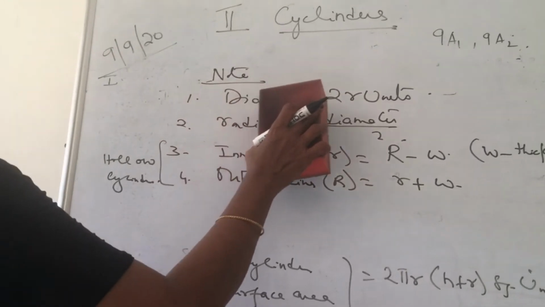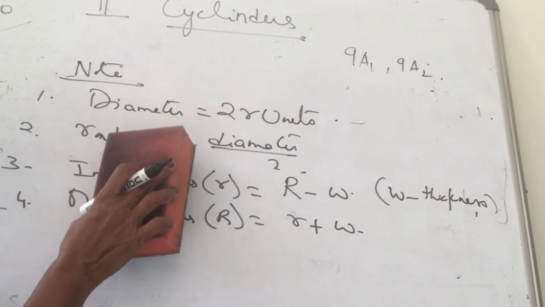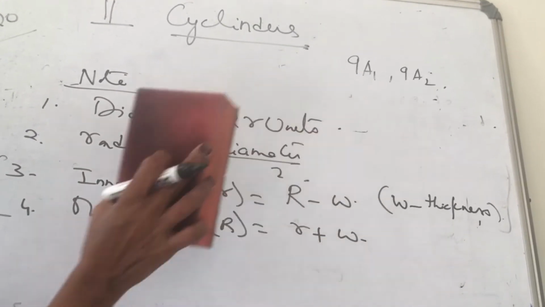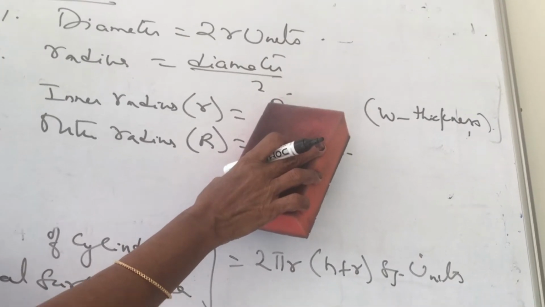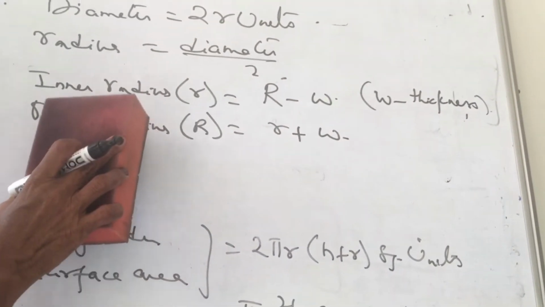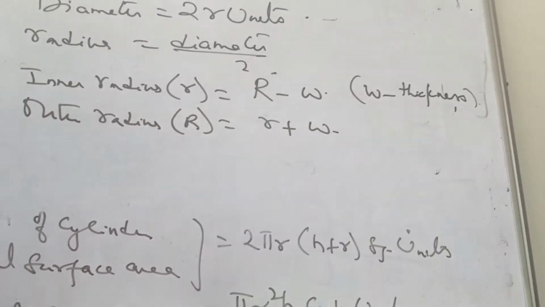Diameter is twice the radius. When diameter is given, what is radius, children? Diameter by 2. Inner radius is outer radius minus thickness. Outer radius is capital R, which is small r plus thickness.